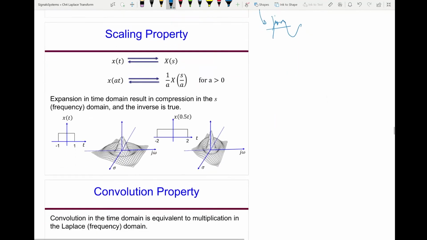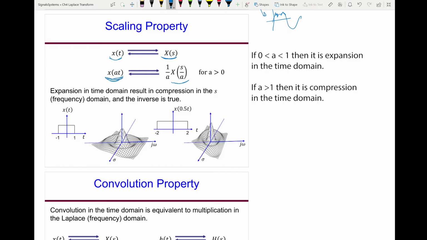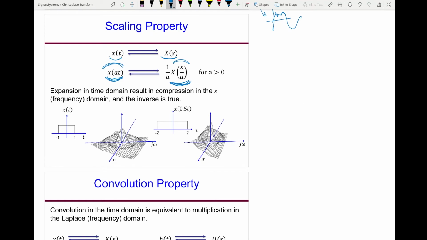Okay, the next property is the scaling property, and scaling is compression or expansion. You have a signal in time x of t, and the Laplace transform is x of s. If I compress the signal in the time domain, in the Laplace domain it will be the opposite, expansion. So compression in the time domain by a factor of a is expansion in the Laplace domain by a factor of a. Expansion by a factor of a in the time domain means compression by a factor of a in the Laplace domain. For example, let's say you have this pulse x of t, and let's say this is the Laplace transform x of s.